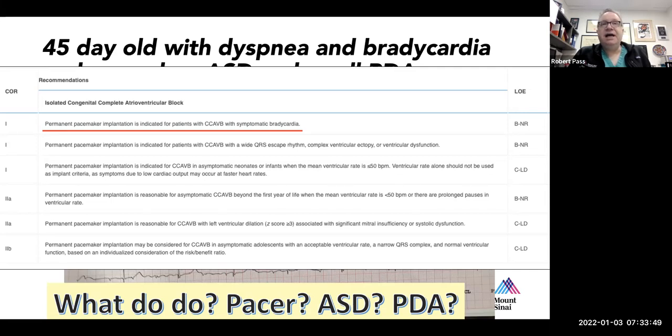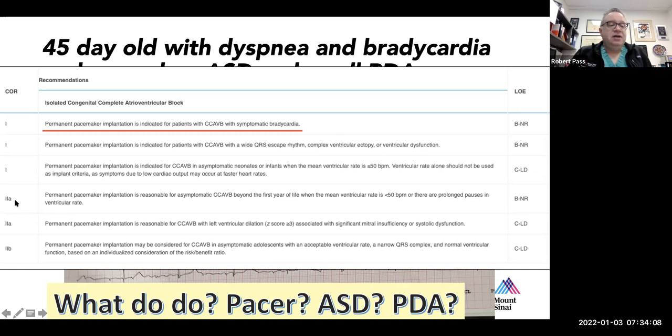If, however, the average heart rate were there, or if the patient was symptomatic, in this particular case, dyspnea, those would be considered indications. But it's not uncommon that you'll see a patient with congenital complete block in the office who might be sitting at 39, but when you actually get the Holter, the average heart rate is 59 or something like that.